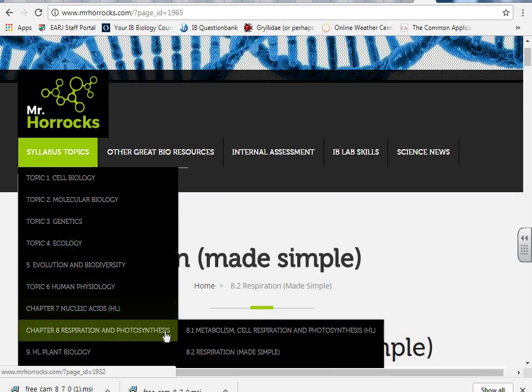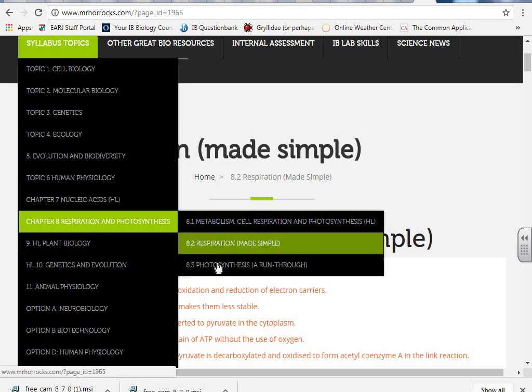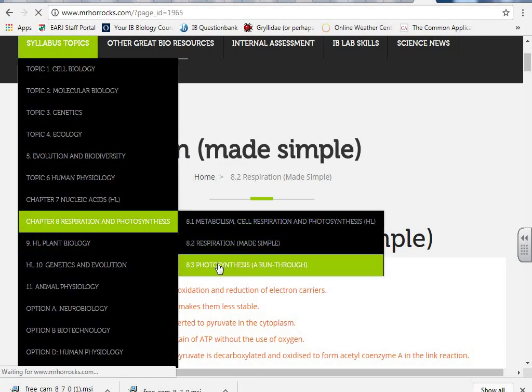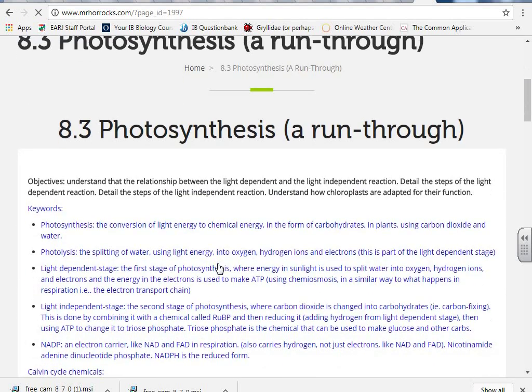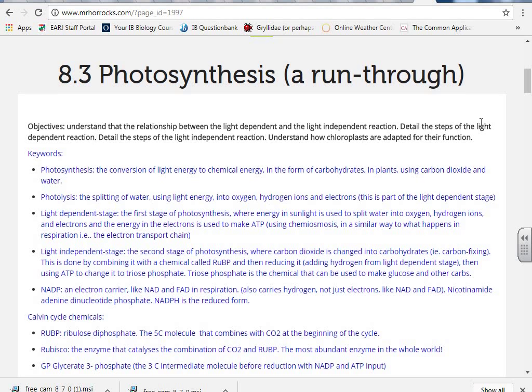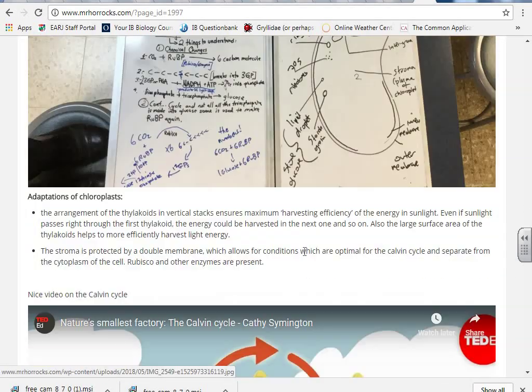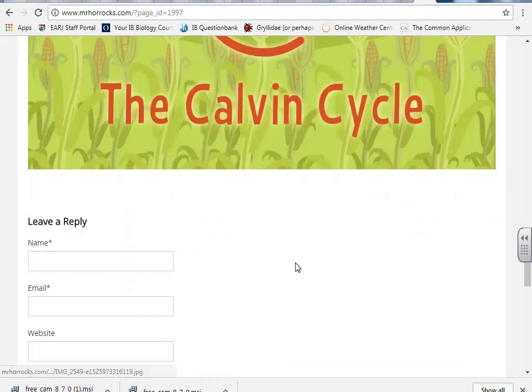Let's look at photosynthesis. Okay, photosynthesis. The idea is basically you want to understand the difference between the light-dependent and the light-independent reaction. Detail the steps of the light-dependent reaction, detail the steps of the light-independent reaction, and understand how chloroplasts are adapted to their function. So quite a similar idea here.